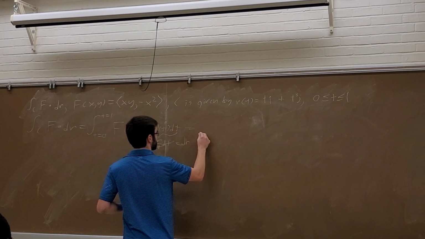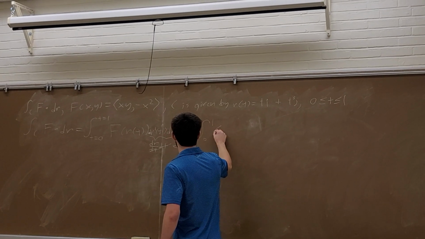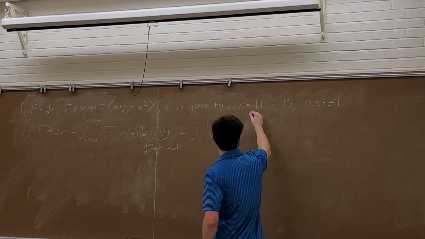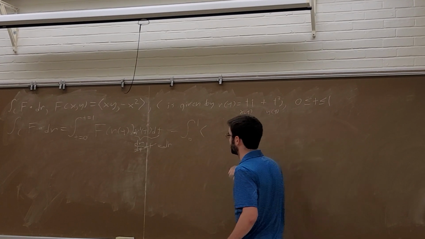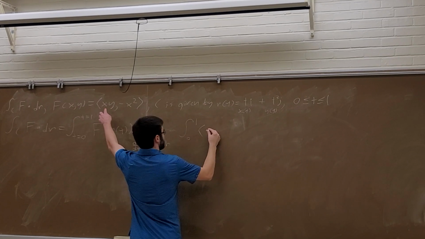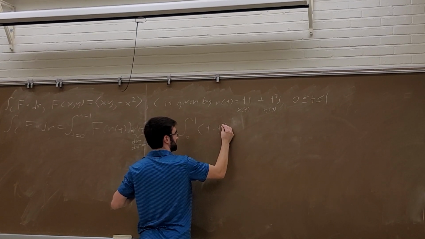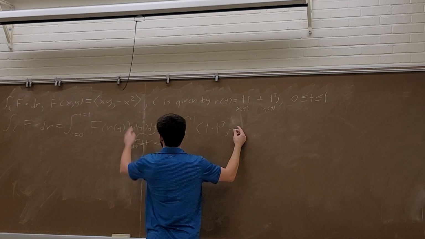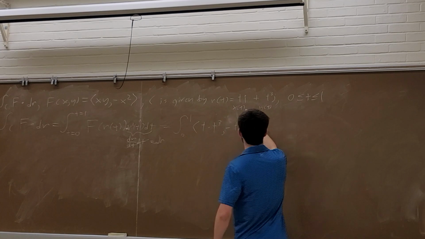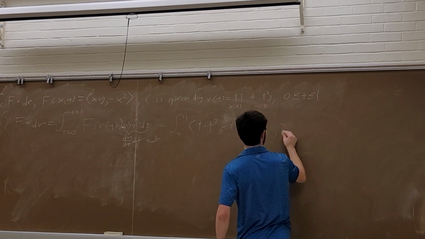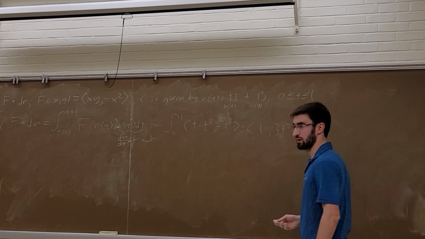So t goes from 0 to 1, and F of r of t will be, so this is x of t, this is y of t. So x of t is t. So this will be t times t cubed, then minus t squared, dotted with r prime of t. So take the derivative of that, you get 1, 3t squared, dt.